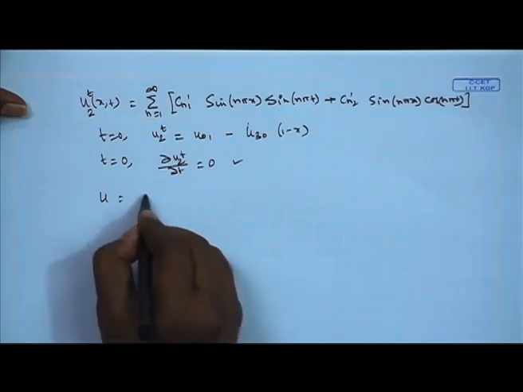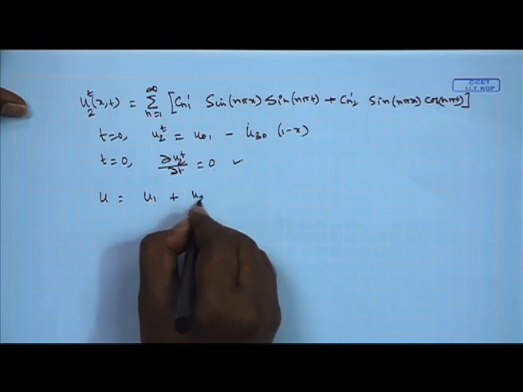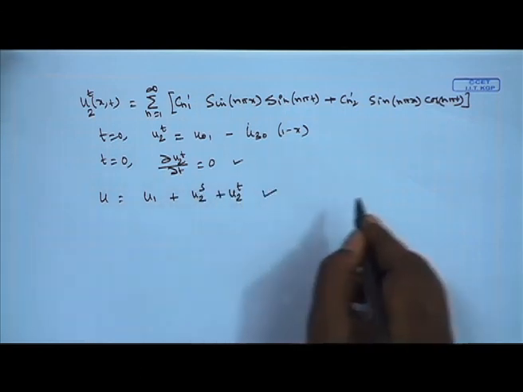Then we will add up all the individual solutions to get the complete solution. U is equal to u1 plus u2s plus u2t. So, that will construct the complete solution. Okay. So, that completes the solution of the hyperbolic partial differential equation. I will stop here in this class.